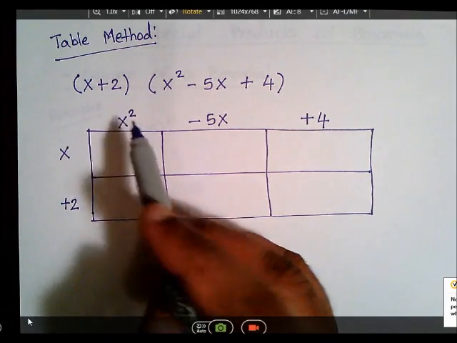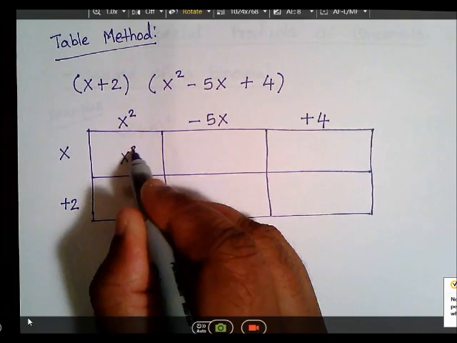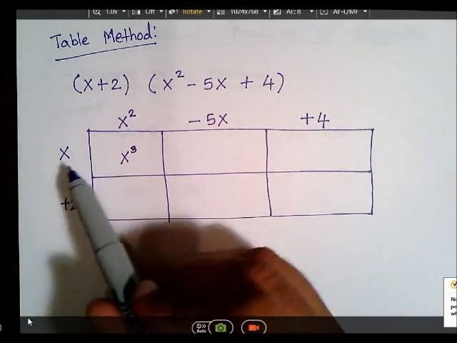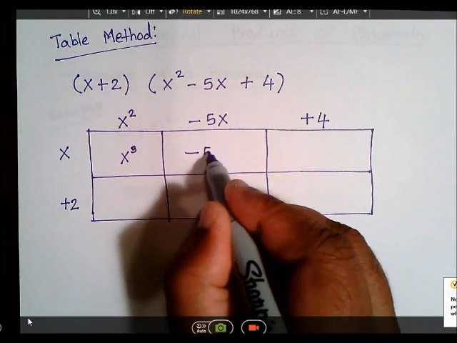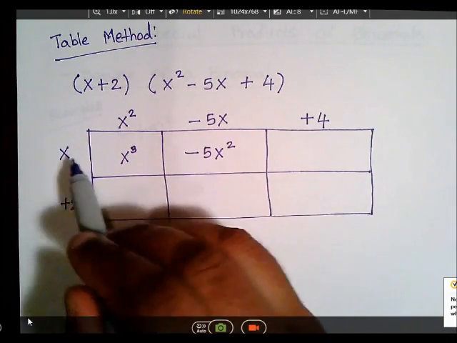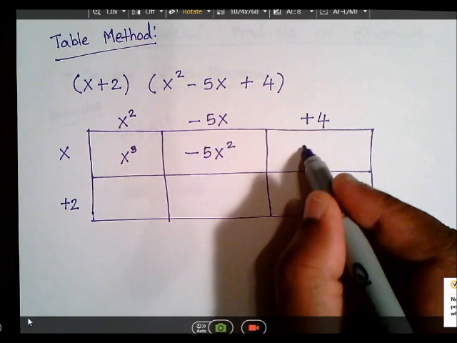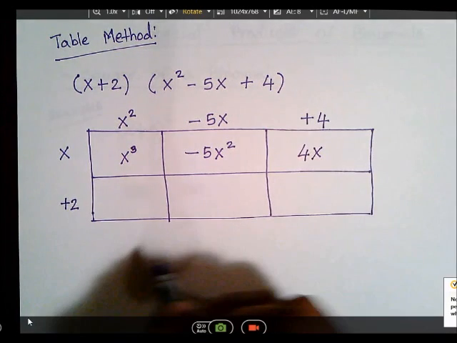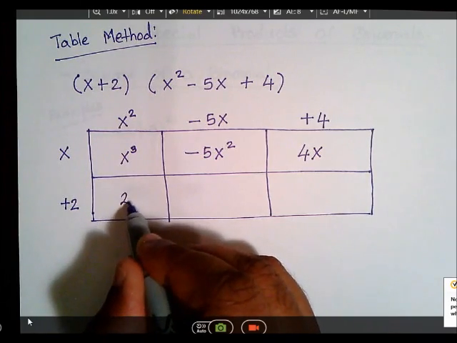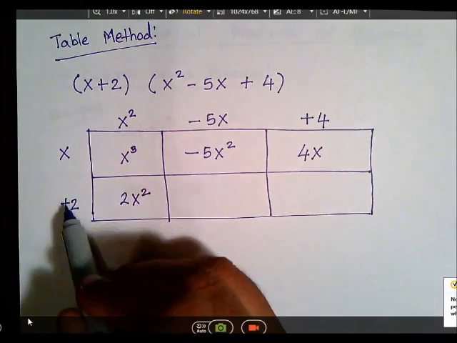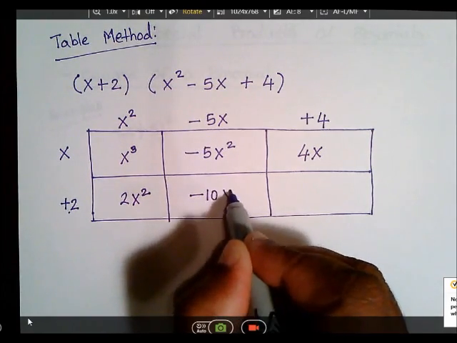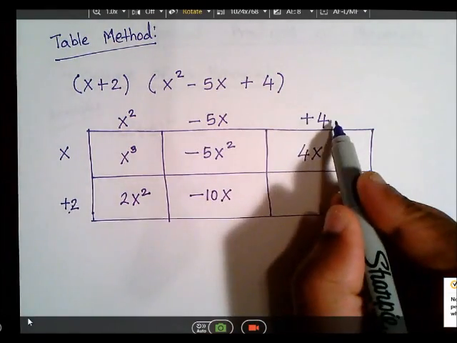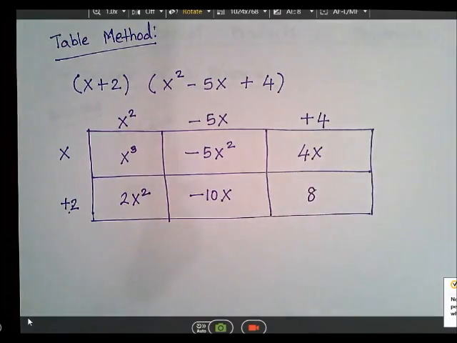X times x squared, x cubed. Remember, you're only multiplying what's outside. X times negative 5x, it's negative 5x squared. X times 4 is 4x. Now 2 times x squared is 2x squared. 2 times negative 5x is negative 10x. And 2 times 4 is 8.